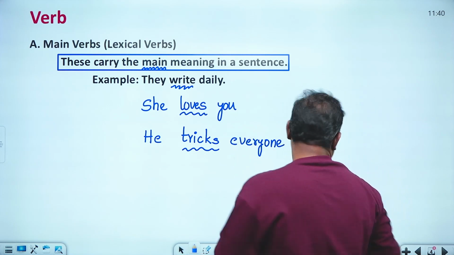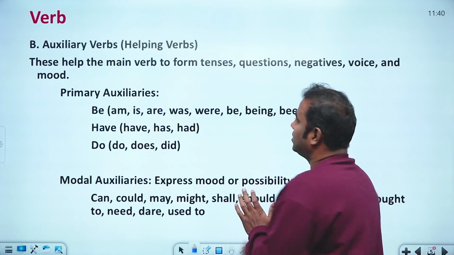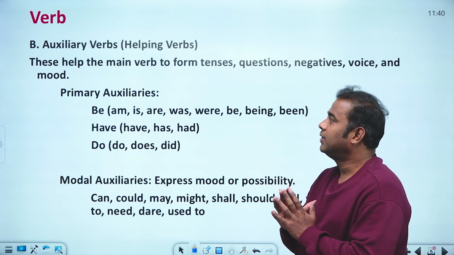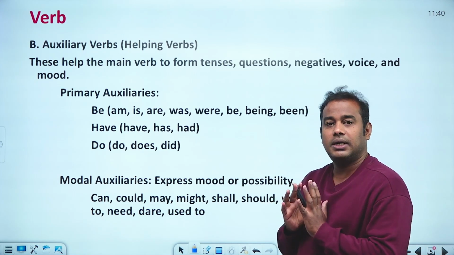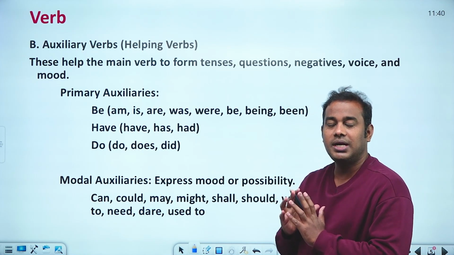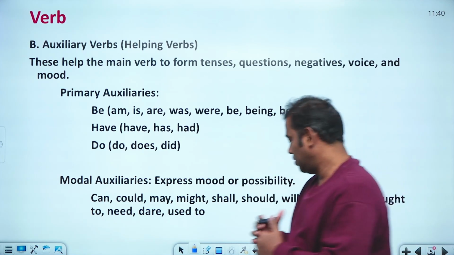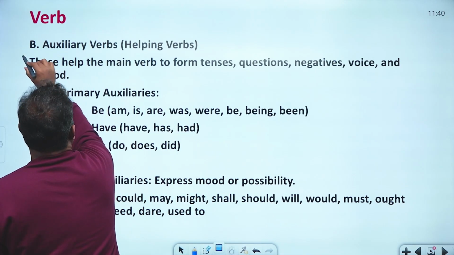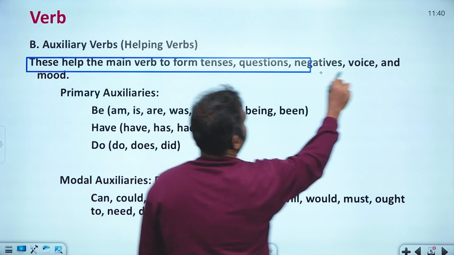Then you need to understand the next format, auxiliary verbs, which are called helping verbs. These auxiliary verbs generally help the main verbs. Here look at the sentence. This helps the main verbs.